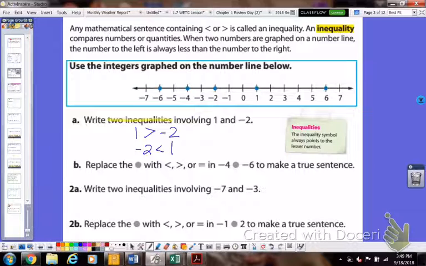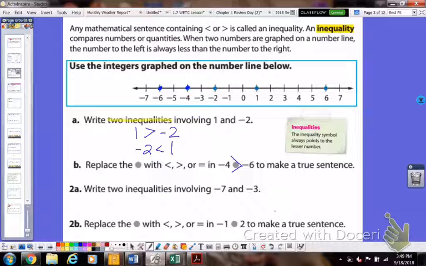In example B, replace our circle here with less than, greater than, or equal. So negative 6 and negative 4, how do they compare? Well, negative 4 is here, negative 6 is here, negative 4 is to the right of negative 6, so negative 4 is greater than negative 6.